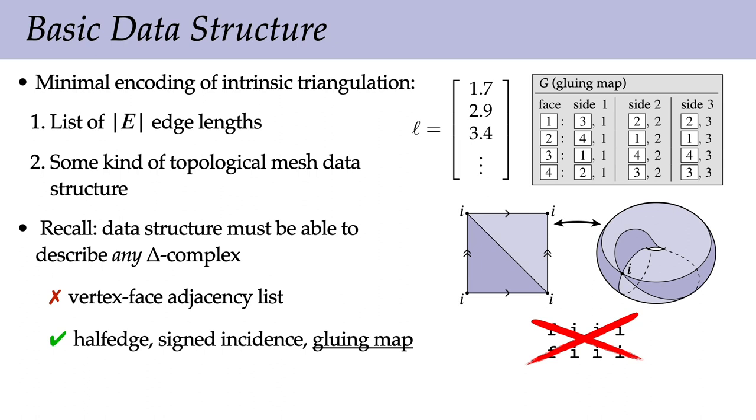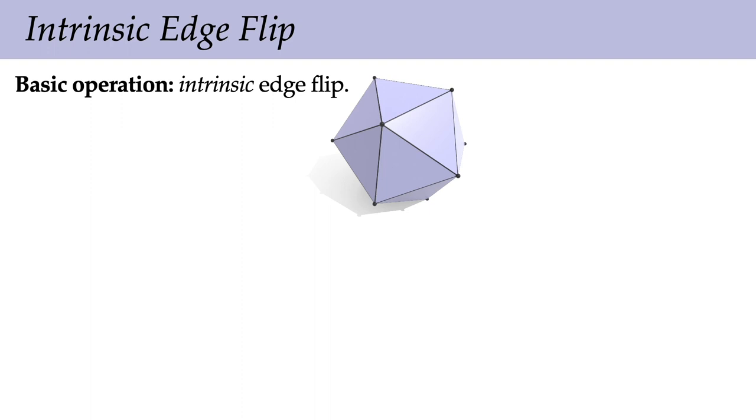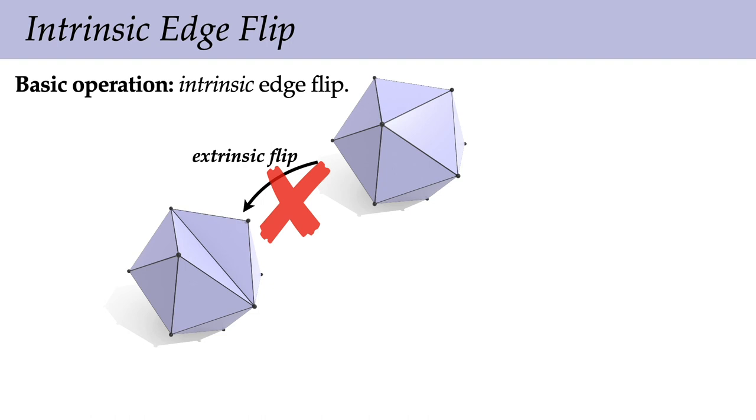What can we do with this basic data structure? Is there anything interesting we can do with it? Actually, the answer is yes. There's quite a bit we can do even with this simple setup. So our maybe most basic operation is an intrinsic edge flip. Okay, so you've maybe seen an edge flip before. The idea is you take an edge and, well, you connect it to the opposite two vertices.